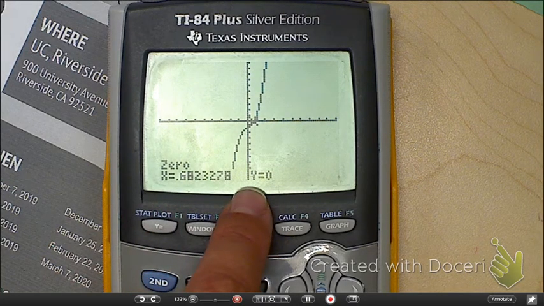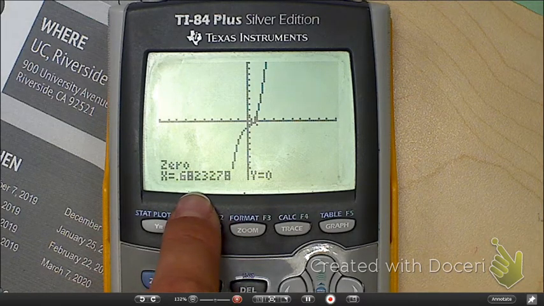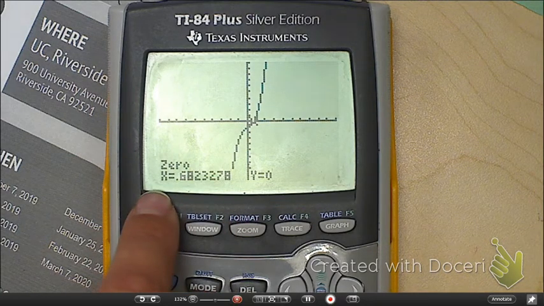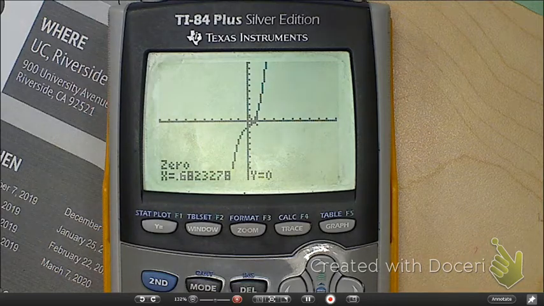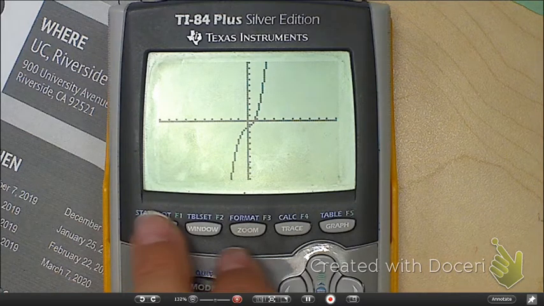Why does it ask you to guess? Because it makes it easier for the calculator to calculate it if it knows where it's looking. So if you tell it it's around 0.6, it'll look close there first before it goes to other values. It makes it easier for the calculator to find it. All right. Eyes back up here.